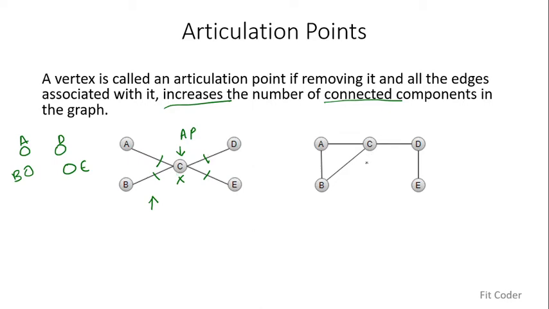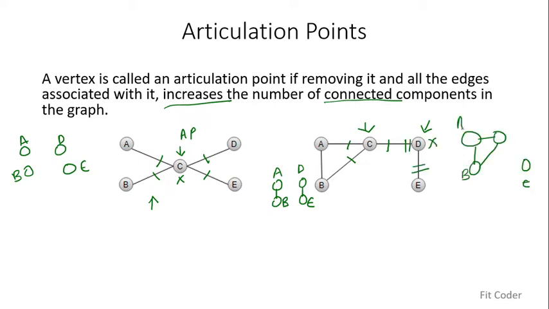If we check in the second graph, if we remove C, then we have to remove all these edges. So the connected components remain AB and DE. So we'll get two connected components if we remove C. And if we remove D, the two components that we'll get are one connected component with ABC and the other component with only E. So this also increases the number of connected components. So in this graph, C and D are articulation points.